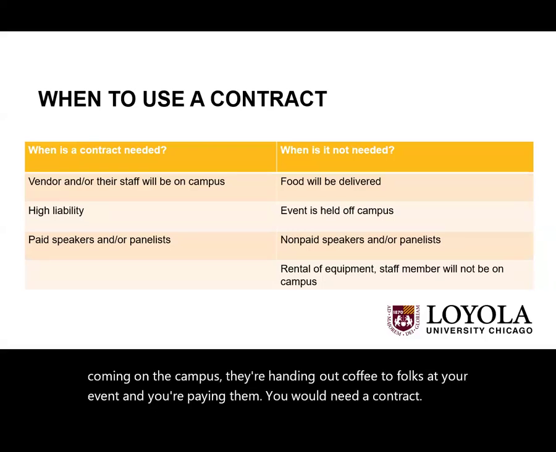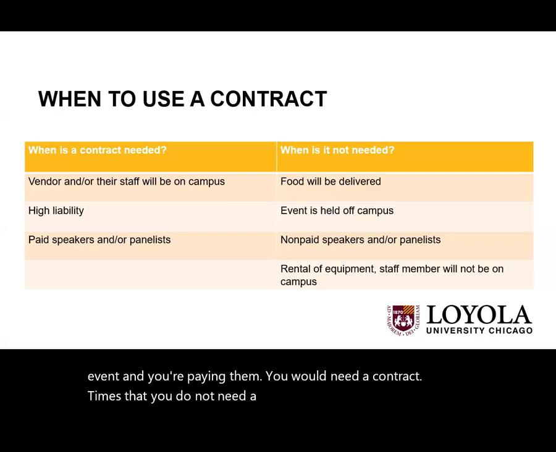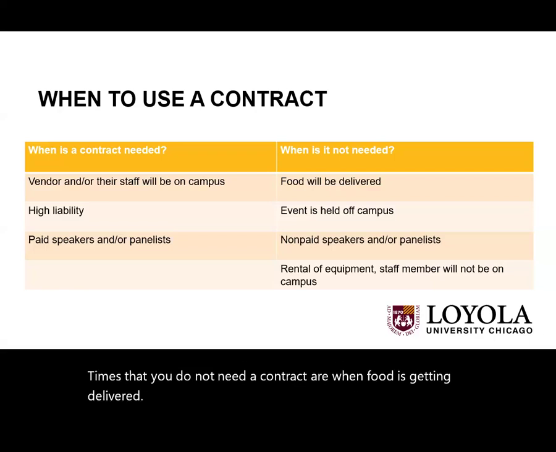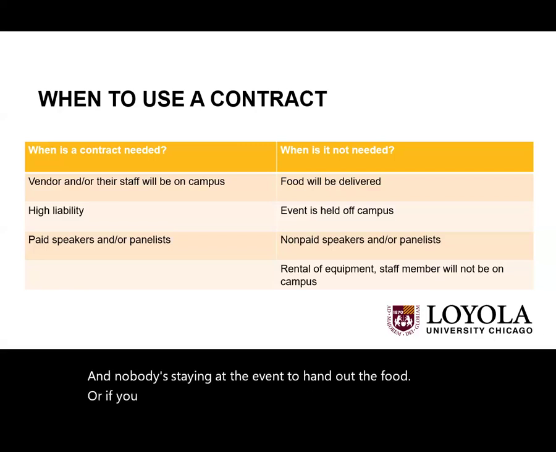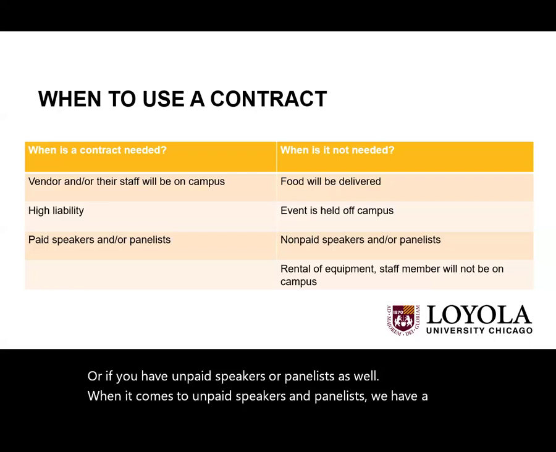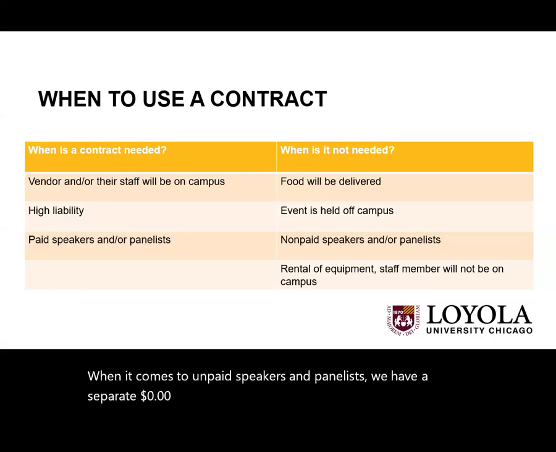Times that you do not need a contract are when food is getting delivered, and nobody's staying at the event to hand out the food. Or if you have unpaid speakers or panelists as well. When it comes to unpaid speakers and panelists, we have a separate $0 agreement packet that we would need forms to be filled out for.